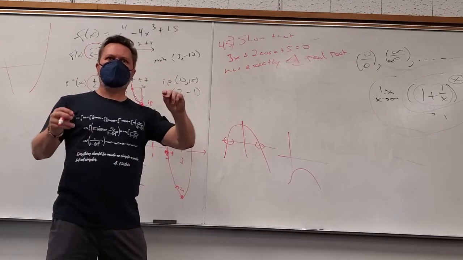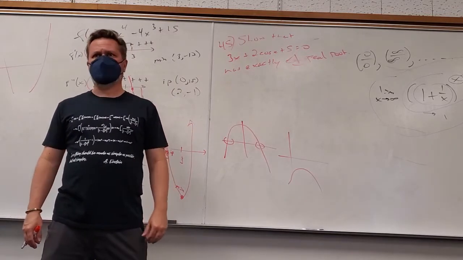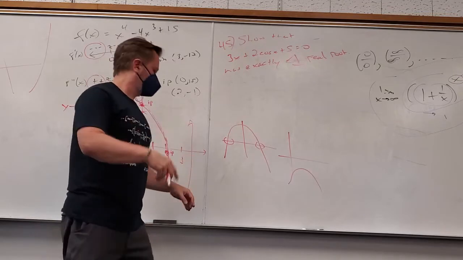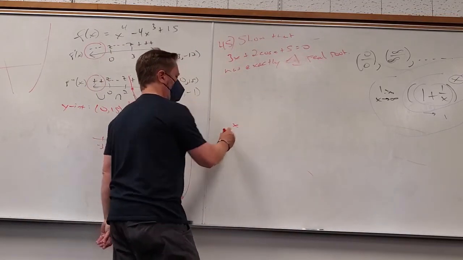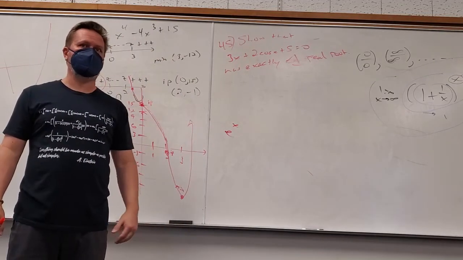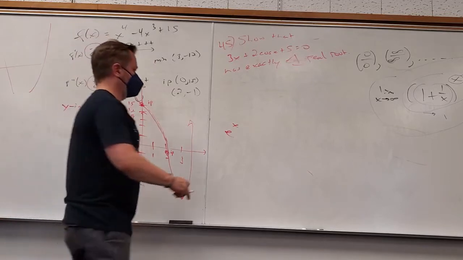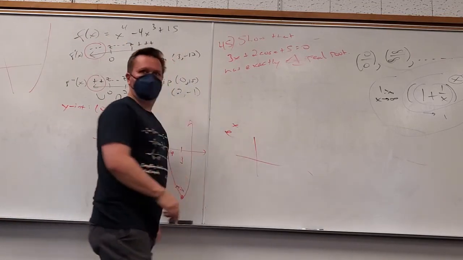What about a function that never turns? It could only have 1. So let me ask you this. Does e to the x turn? And what does turn mean? It means the slope changes from negative to positive or vice versa. What does e to the x look like?